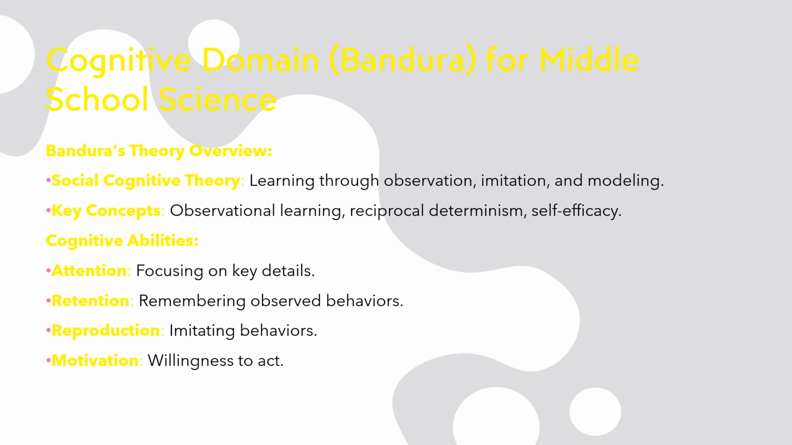So, now we have the cognitive domain for middle school science according to Bandura. Bandura's theory overview is social cognitive theory, which deals with learning through observation, imitation, and modeling. Then we have key concepts, which are observable learning, replicable demonstration, and self-efficacy. And cognitive abilities would be attention, so you want the kids to stay focused on key details. Retention, which is remembering observed behaviors, reproduction, imitating behaviors, and motivation, the willingness to act.